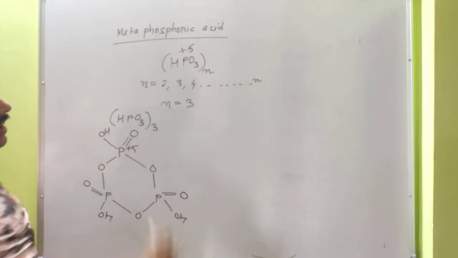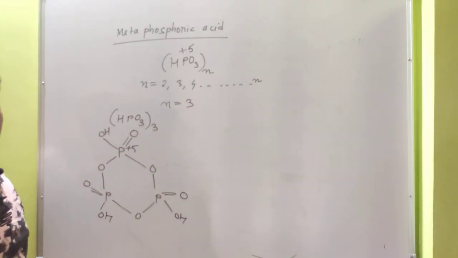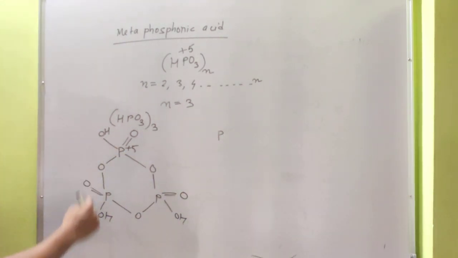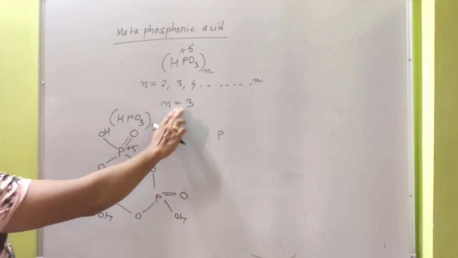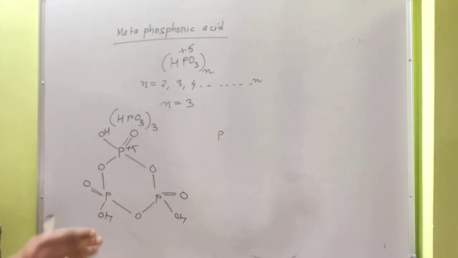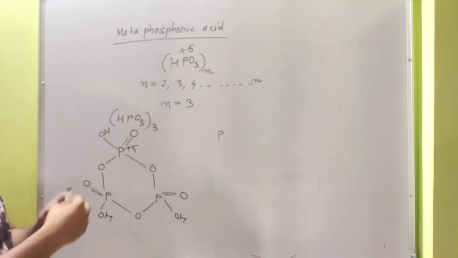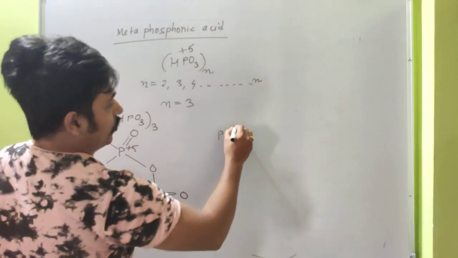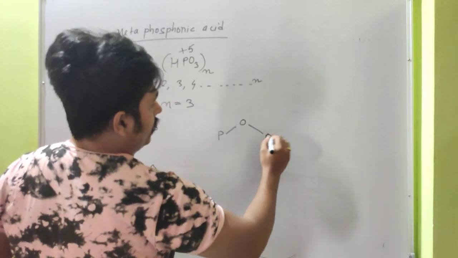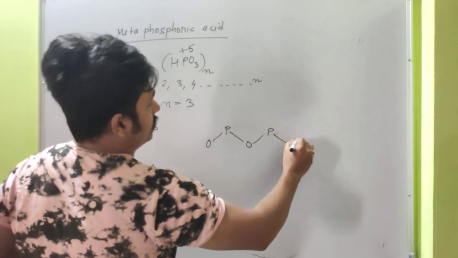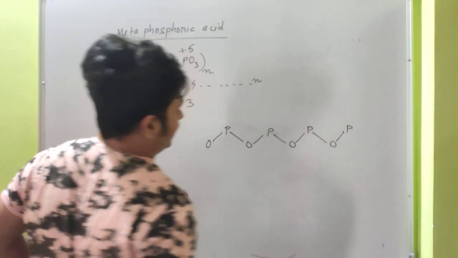If the n is large, 4, 5, suppose 6, then what will happen? Then the structure would not be cyclic. If it is 3 or 2, then it is cyclic. If more than 3, then it is not cyclic. If n is more than 3, then it will be no longer cyclic, it will be a chain like this: phosphorus, oxygen, phosphorus, oxygen, phosphorus, oxygen, phosphorus, oxygen, phosphorus, in this way.